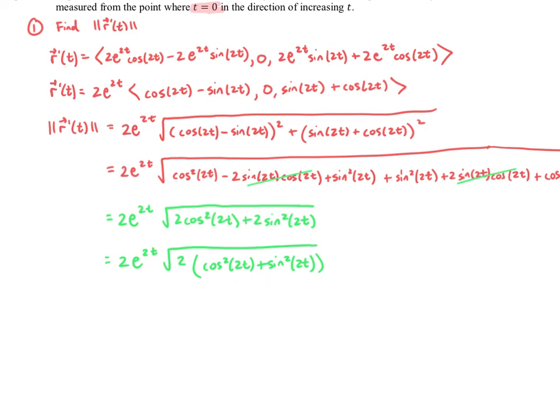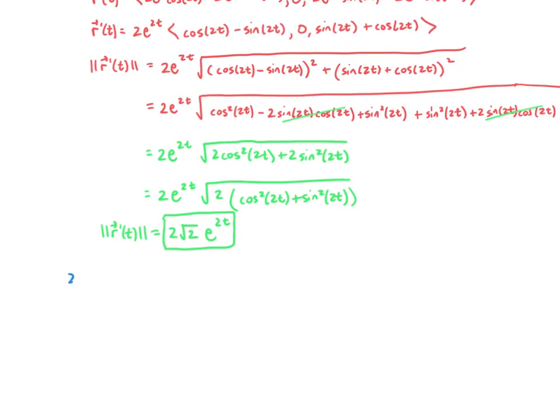So finally, we have the magnitude of r prime of t, might as well put a prime in there, there we go, is equal to 2 times the square root of 2 times e to the 2t. So there is our first step, a little more painful than last time. Okay, next step is calculate s.